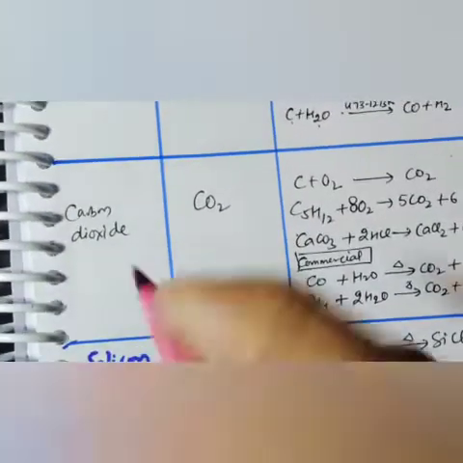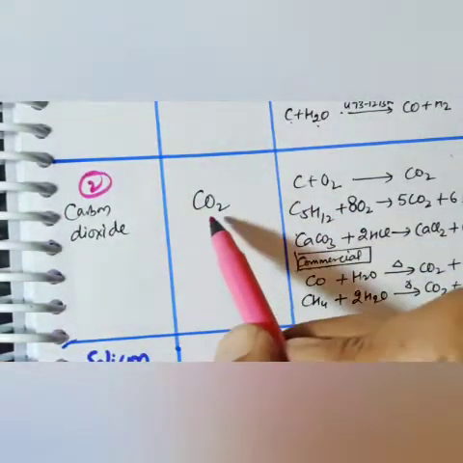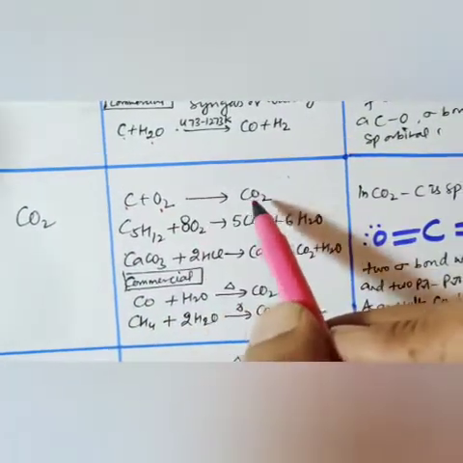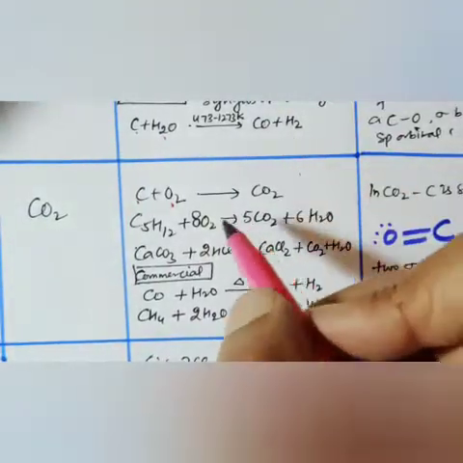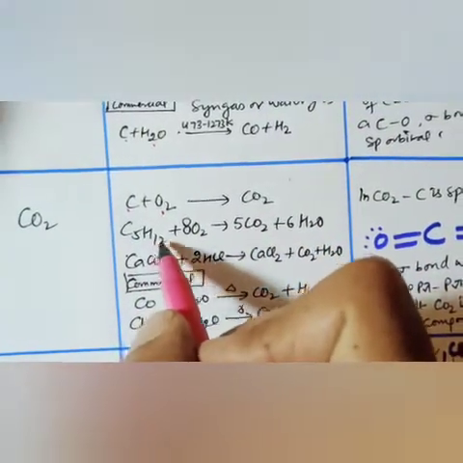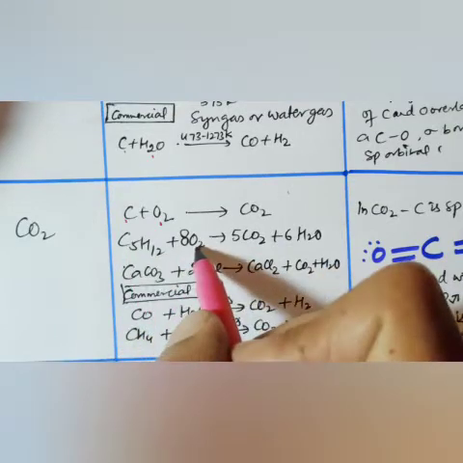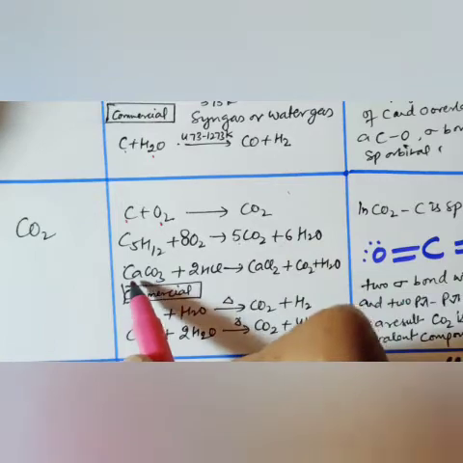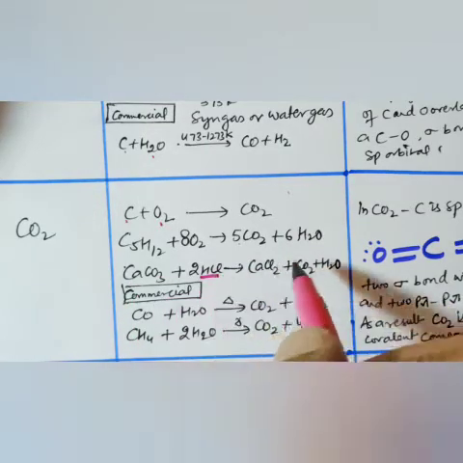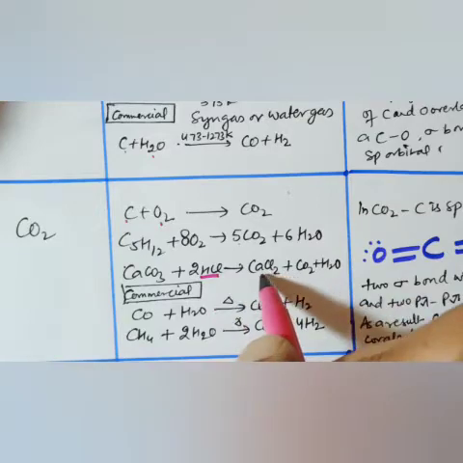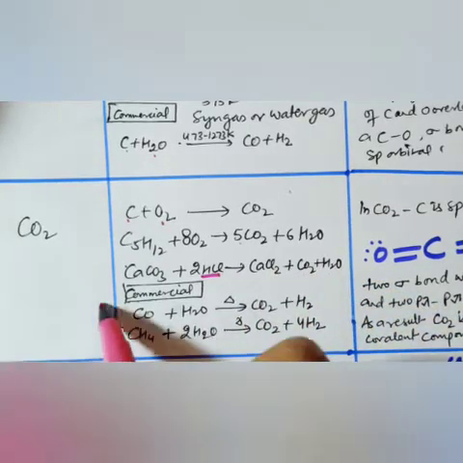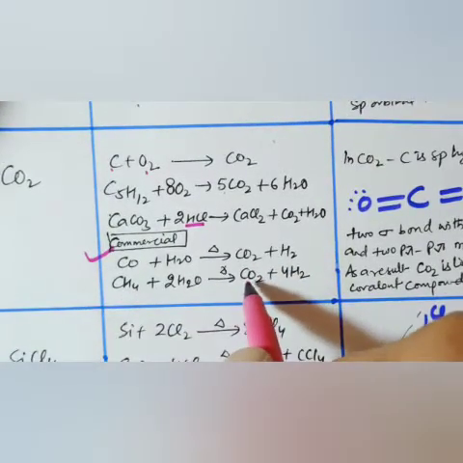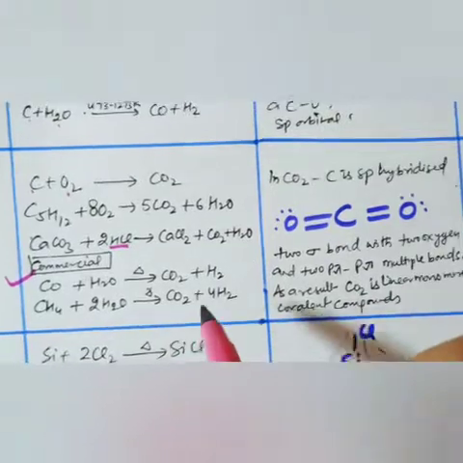Now the second compound is carbon dioxide, with the formula CO2. Carbon dioxide can be prepared by reacting carbon plus oxygen. Complete combustion gives carbon dioxide, as happens in our daily life. C5H12 plus 8O2 converts into 5 molecules of carbon dioxide and 6 molecules of water. Limestone, when reacted with any acid, converts into calcium chloride, carbon dioxide, and water. Commercially, carbon monoxide reacts with steam to convert into carbon dioxide, and methane reacts with steam to give carbon dioxide and H2. This we have done in 10th class also.